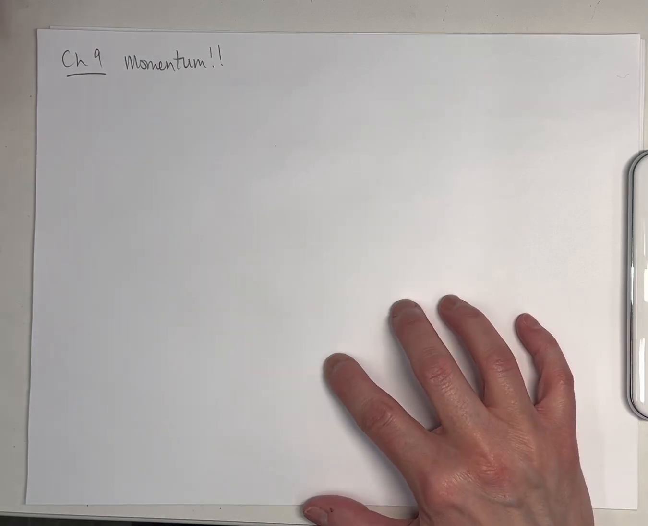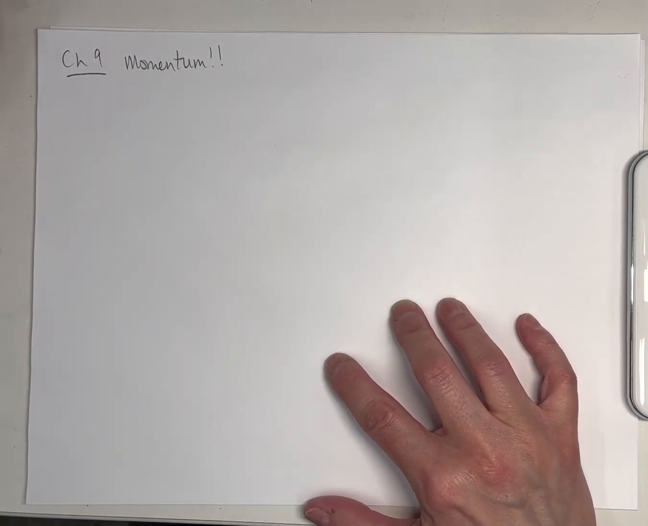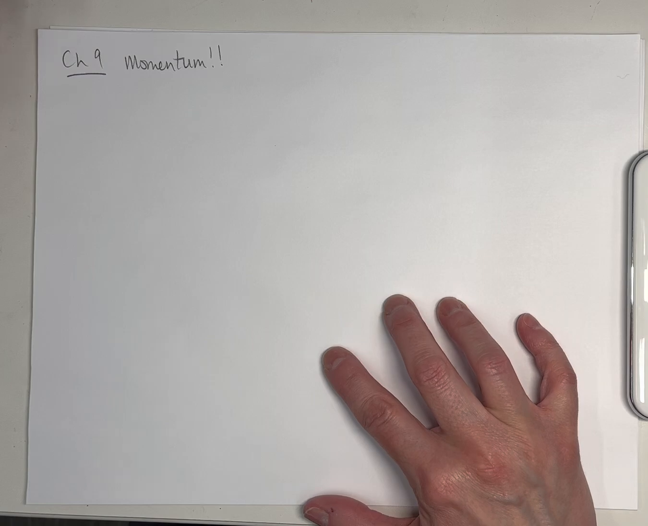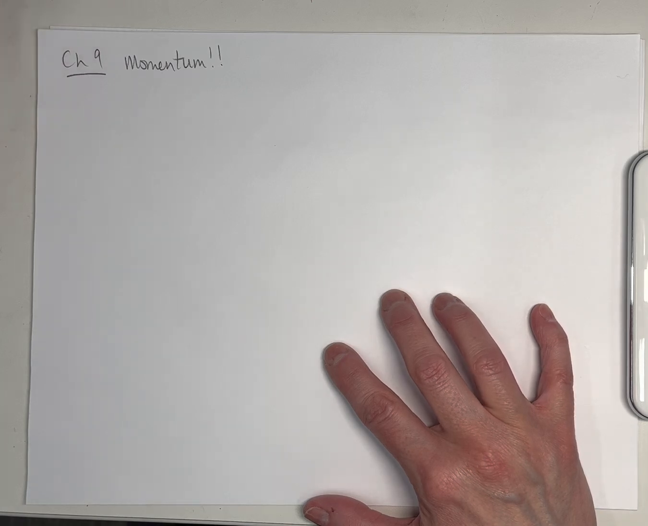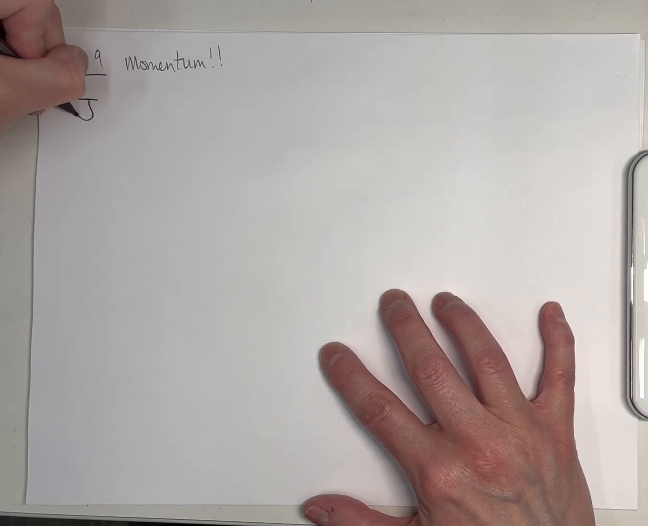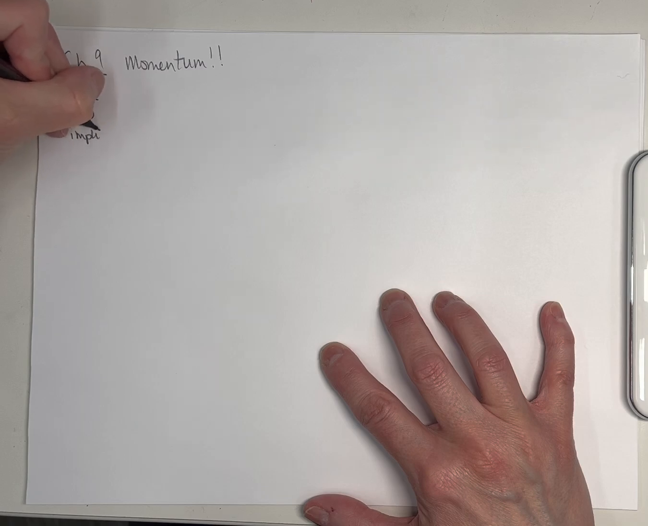So if you have my chapter 9 slides, I am going to give you a brief, about 10-minute overview of how to look at momentum and how to do these types of problems. So we're going to talk about a new letter. It's J. It's an impulse.